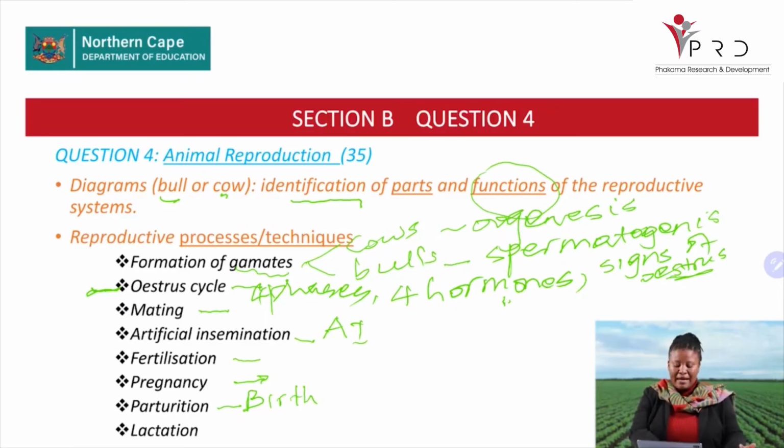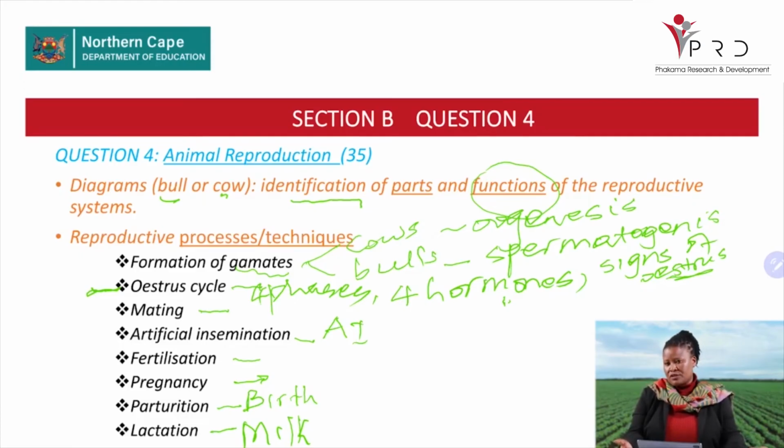And then the last part of question 4 is lactation. The animal has given birth and it's supposed to feed its young one. Then we talk of lactation. Lactation, we talk of milk. What do we call the milk which is produced in the first 3 days? What are the characteristics of that? And what does it do?